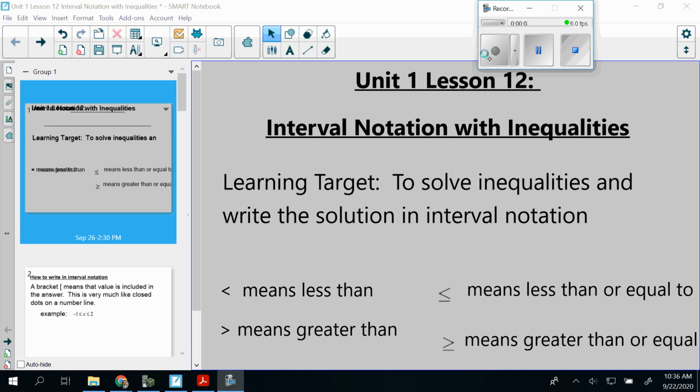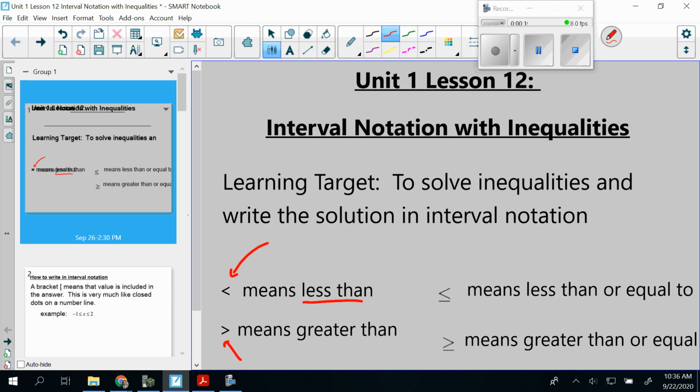Right, today we're going to look at something called interval notation with inequalities. We want to be able to solve inequalities and write the solution in interval notation. Recall some of our inequality symbols here. We have less than, we have greater than. Then if you have that line underneath, it means less than or equal to, or greater than or equal to, in both cases. So having that equals line underneath.